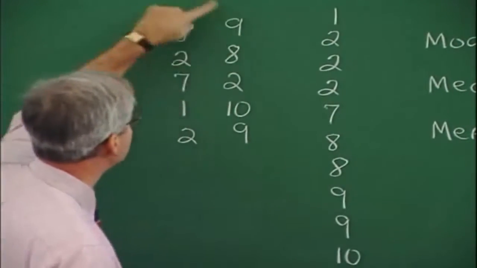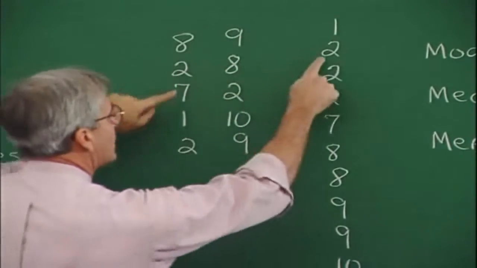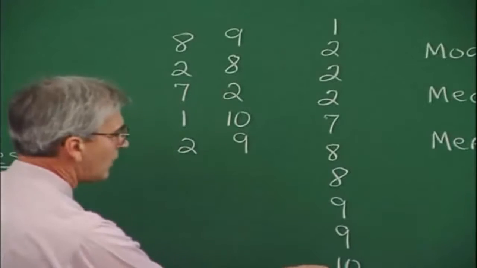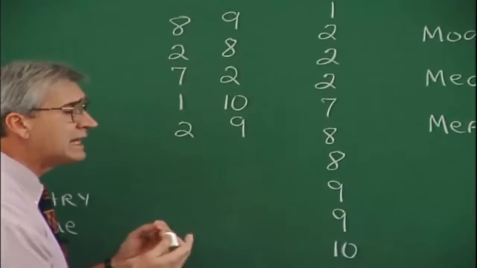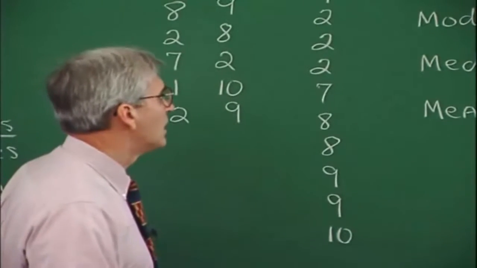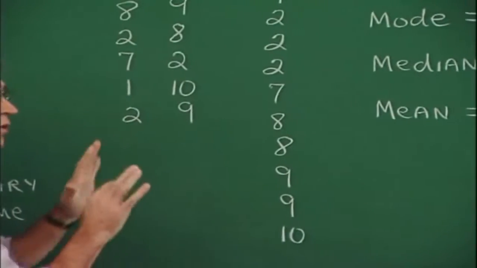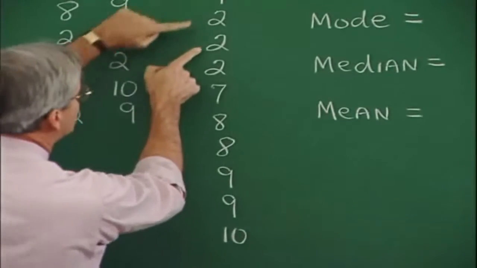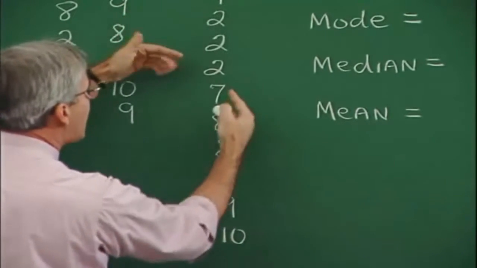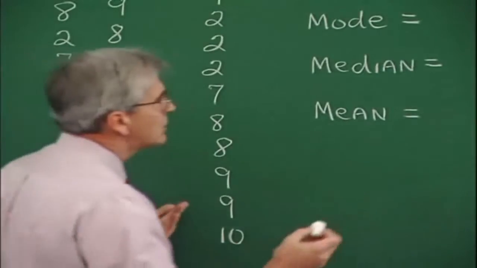The smallest item in this group would be 1, and then there are three 2s, and I have written the three 2s, and then so on all the way up to 10. Now it's pretty easy for us to identify the mode, the median, and then to calculate the mean. The mode, the modal item, the item that occurs most frequently, is the 2, because the 2 is occurring three times here, and there is no other value that occurs that many times or more. So the mode is 2.